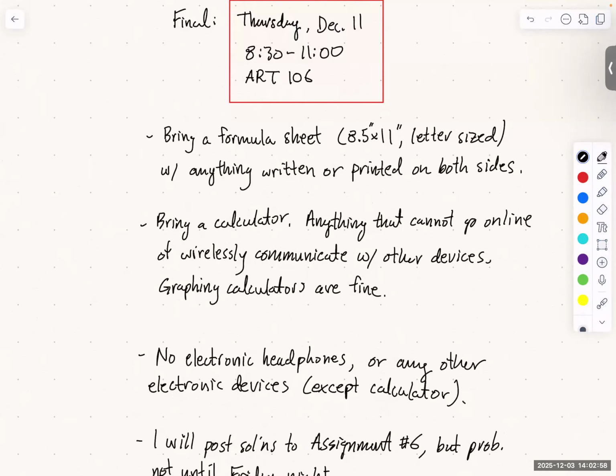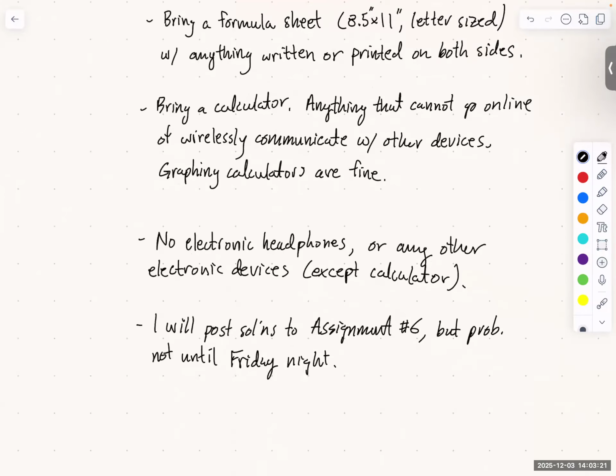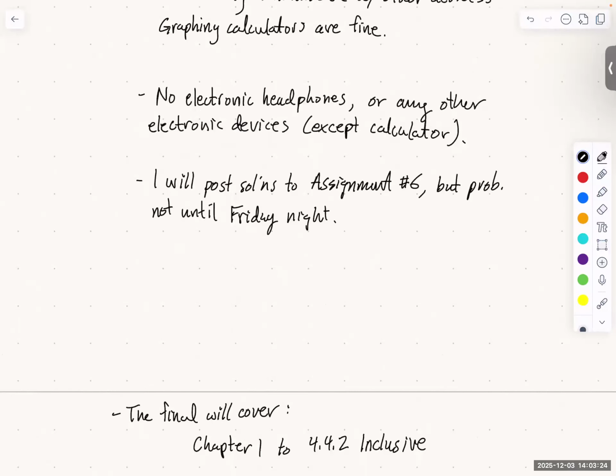You can bring a calculator. I haven't made the exam, so I don't know exactly what it's going to look like. I doubt that there's going to be a lot of punching numbers into a calculator, but by all means, bring one. The only restriction is that it can't go online and it can't communicate wirelessly with other devices. If you have your favorite graphing calculator, that's fine too. Some people like to have headphones to cancel noise. That's fine, except they just can't be electronic. So no electronic devices with you other than your calculator.